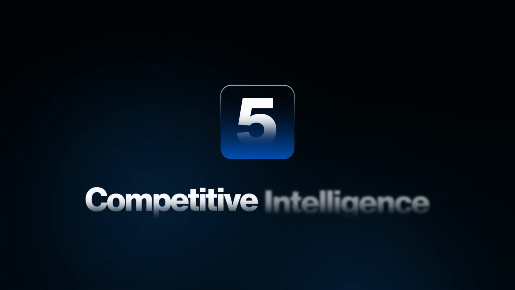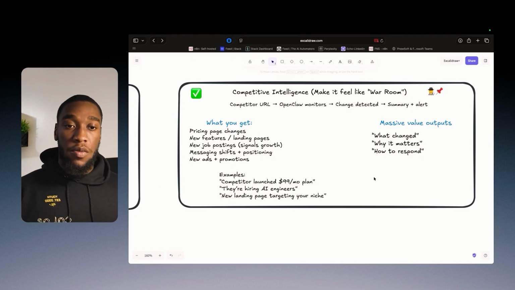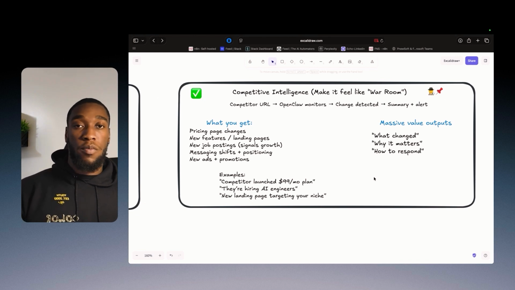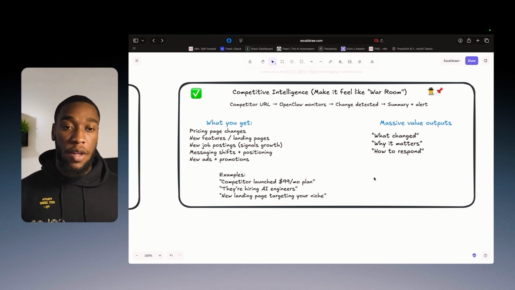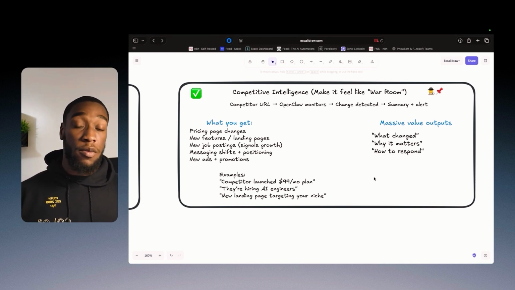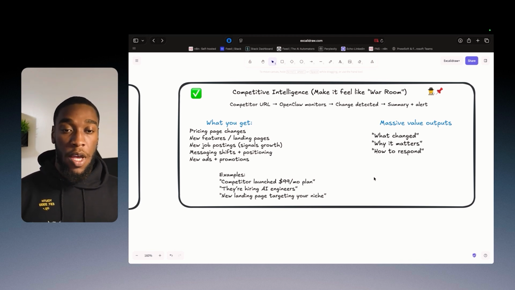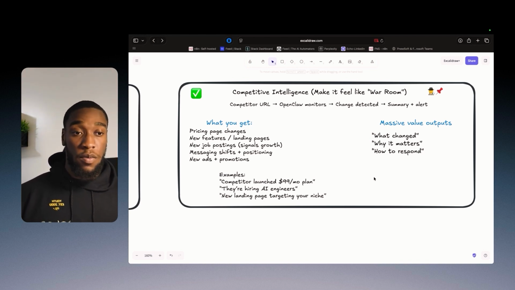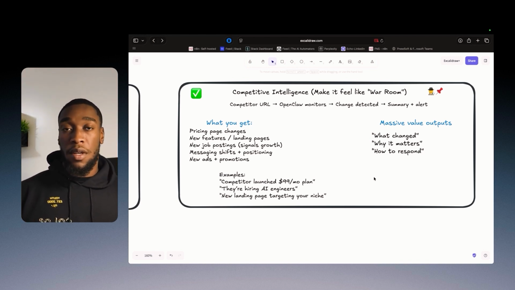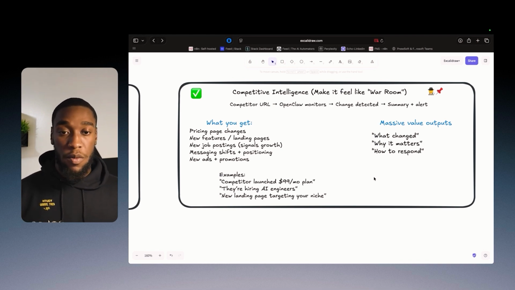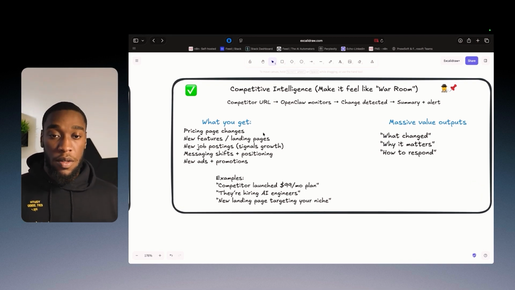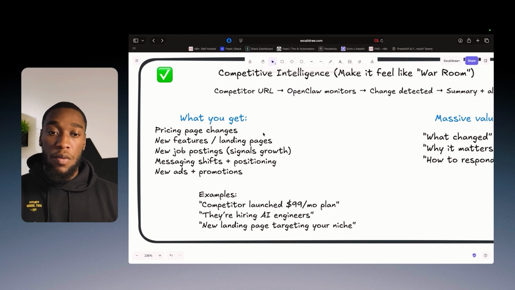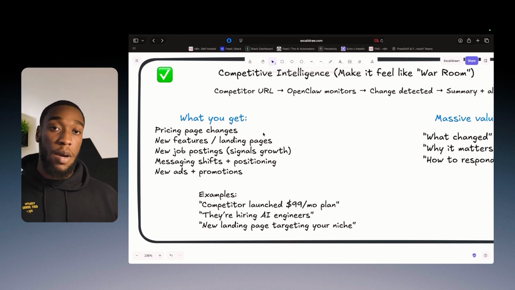So moving on, competitive intelligence, right? Really using OpenClaw as a deep researcher in specific domains. This is a common trend that we're seeing within the other use cases, but now we're focusing on competitive research. So you have your competitor URL, OpenClaw can monitor 24/7, detect any changes within their positioning, marketing, or any job postings, for example. So what you get is going to notice any price changes, right? Any new features, landing pages, and new job postings that signal any growth that the company might have.